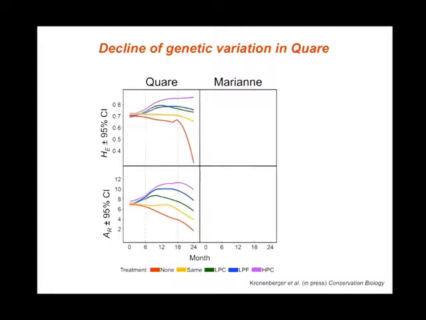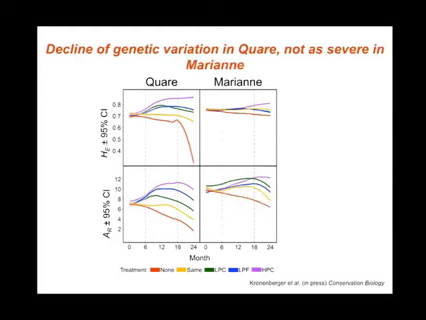All right, so these are means and confidence intervals for heterozygosity and allelic richness in the Coray recipient population, and these are the five different augmentation treatments. And so this is exactly what you'd predict, where the no gene flow treatment just has a steady decline in genetic variation over time. The gene flow treatments are maintaining higher variation, but still you get this kind of decline overall.